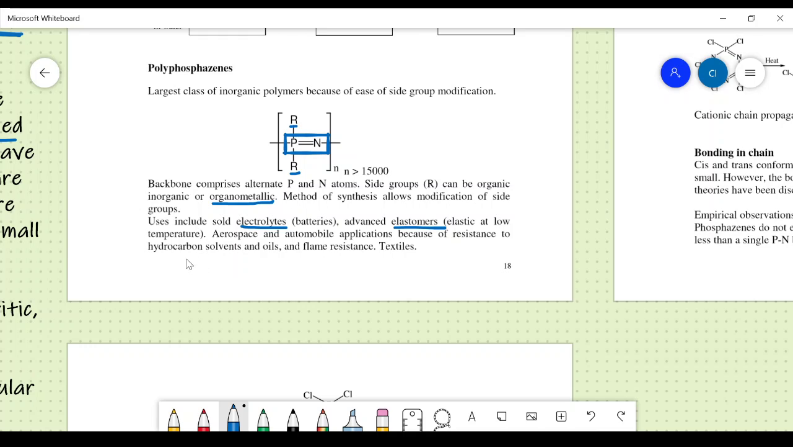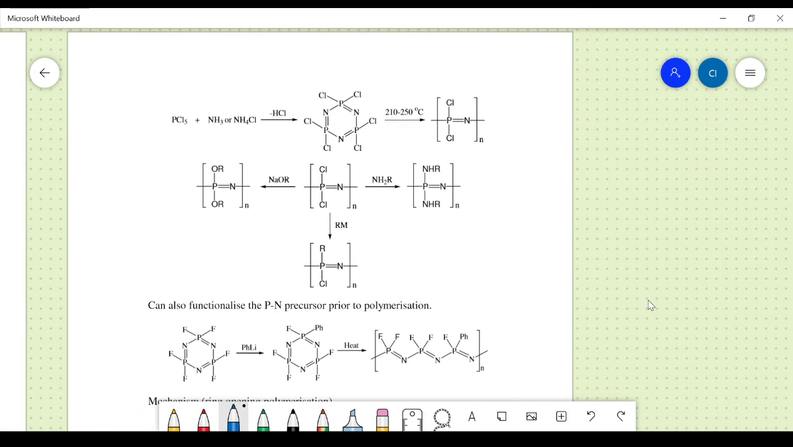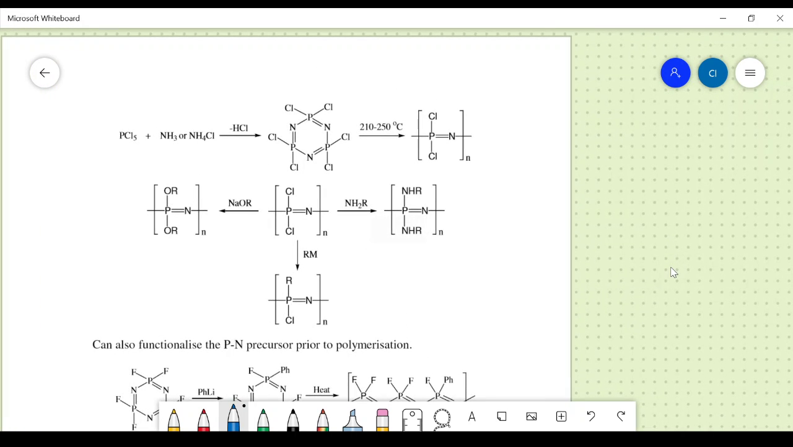They are used in aerospace and auto applications because of resistance to hydrocarbon oils and flame resistance, and even in textiles. So let us have a look at what this preparation is. Here you have phosphorus pentachloride. I think you studied in your second BSc about phosphorus pentachloride and phosphorus trichloride. Phosphorus is a hypervalent element, that is, it is capable of taking up many bondings, including 3, 4, 5, 6, and even 7.